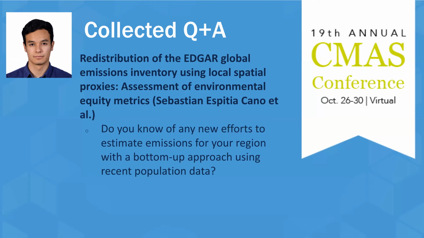Okay. The question is, do you know of any new efforts to estimate emissions for your region with a bottom-up approach using the recent population data you mentioned in your talk? Okay, it's a good question. Unfortunately, no. In Bogota, it's possible to calculate the emission using population data, number of vehicles, and industry, and apply bottom-up methodology. In fact, we thought to calculate the emission in this way outside the urban area because we already have the population data. But it's difficult to get information about number of vehicles and industry in each population center or in each town. And it would be interesting to use bottom-up methodology using population data to calculate the emission inside the urban area. And that's it.